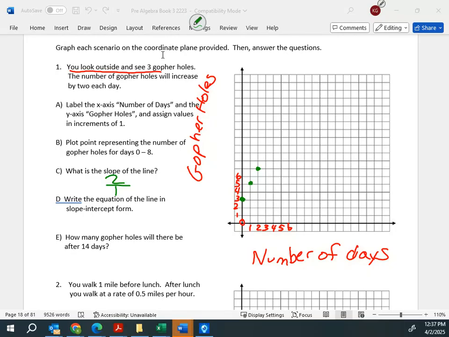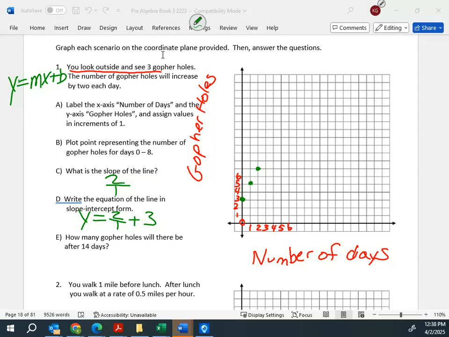Now write the equation of the line in slope-intercept form. What is slope-intercept form? Who knows it? David? Y equals mx plus b. So let's fill in what we know. We know that y equals m, our slope, plus b. B is that y-intercept. What's the y-intercept? 3. Because when x was 0, y was 3.